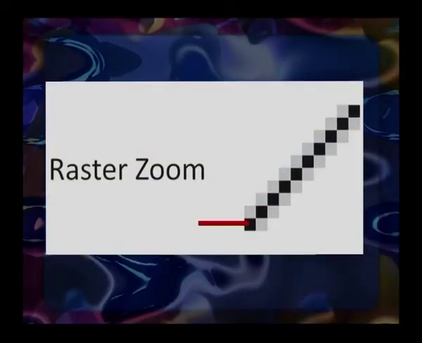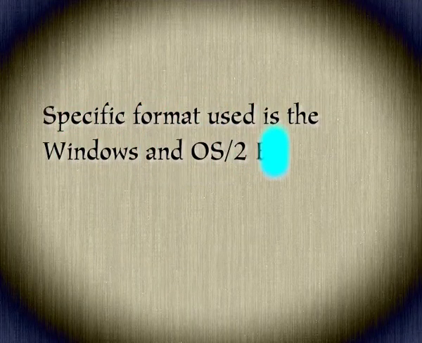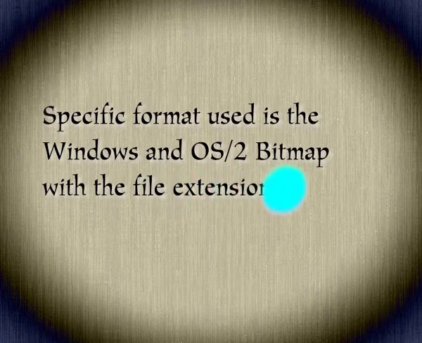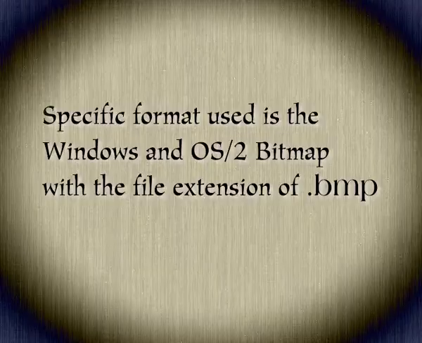In certain contexts, the term bitmap implies 1 bit per pixel, while pixmap is used for images with multiple bits per pixel. Many graphical user interfaces use bitmaps in the built-in graphic subsystems. For example, the Microsoft Windows and OS/2 platforms' GDI subsystem, where the specific format used is the Windows and OS/2 bitmap file format, usually named with the file extension of .bmp.